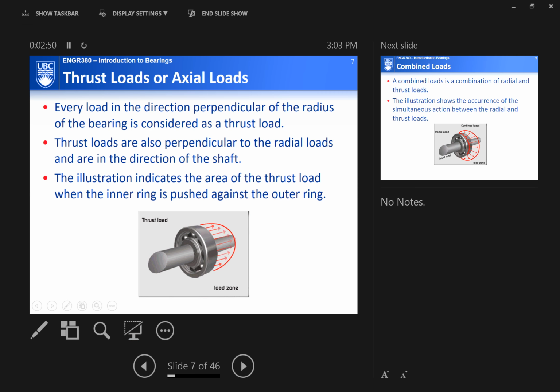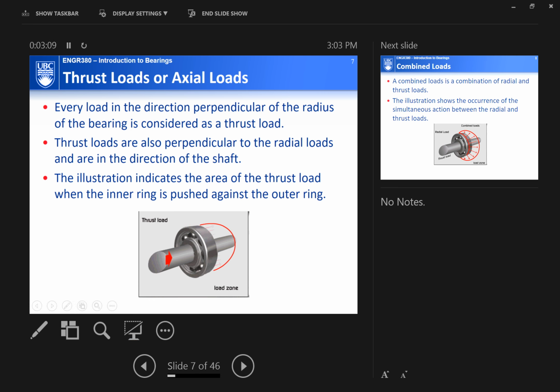Another type of load is called the thrust load or axial load. Thrust loads are basically perpendicular to the radial load, and they are in the direction of the shaft. They are often the result of, for example, a helical gear or bevel gear.